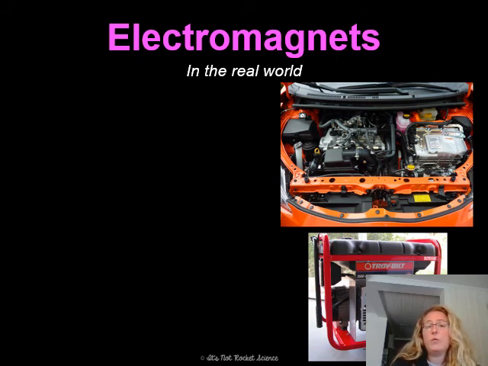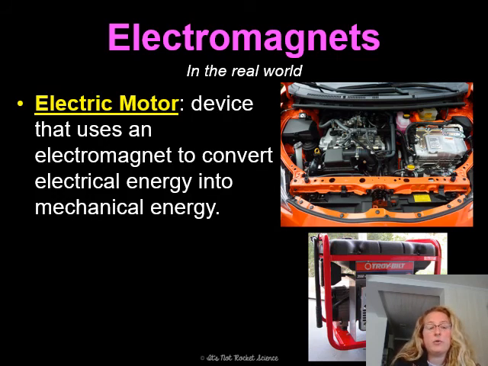And finally, where are there electromagnets in the real world? In an electric motor. In your car, there's a device that uses an electromagnet to convert electrical energy into mechanical energy. Basically, it is taking that electrical energy from your battery, also the electrical energy generated by the combustion of gasoline, and it's a little bit more complicated than that, but that's what we'll go with for now. And it converts it into mechanical energy in the form of your wheels being turned.